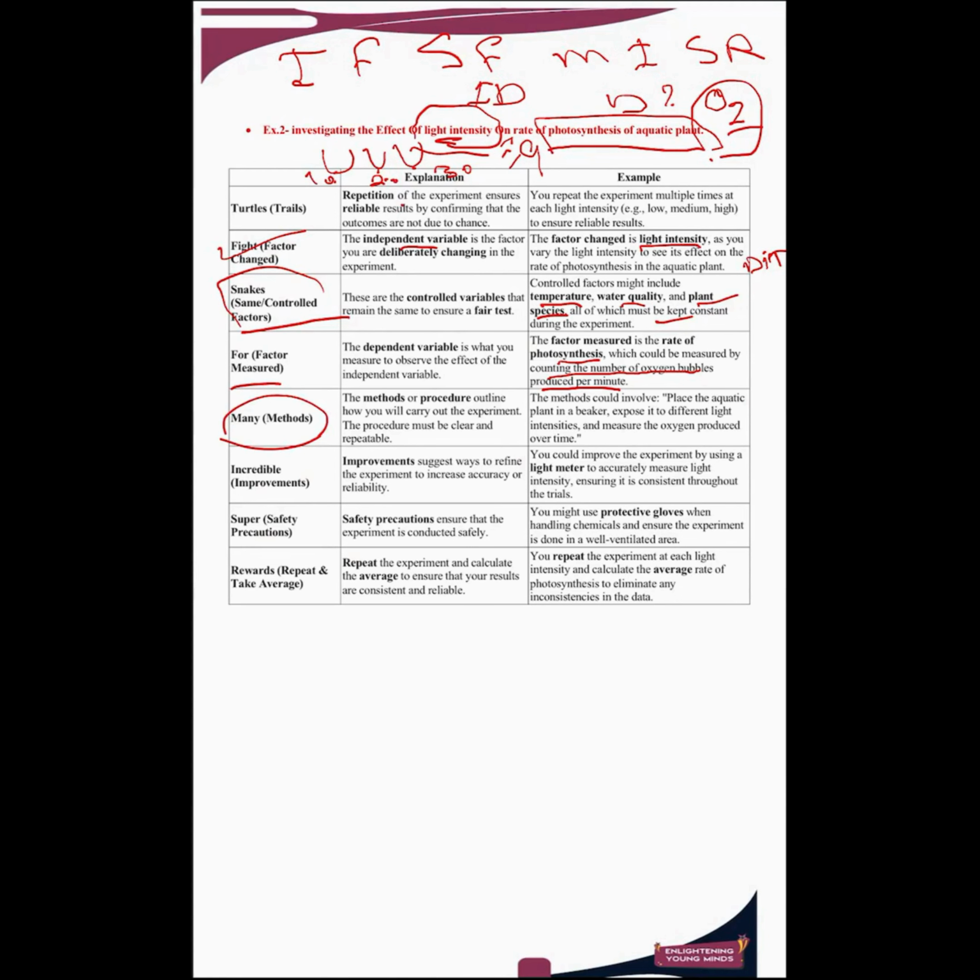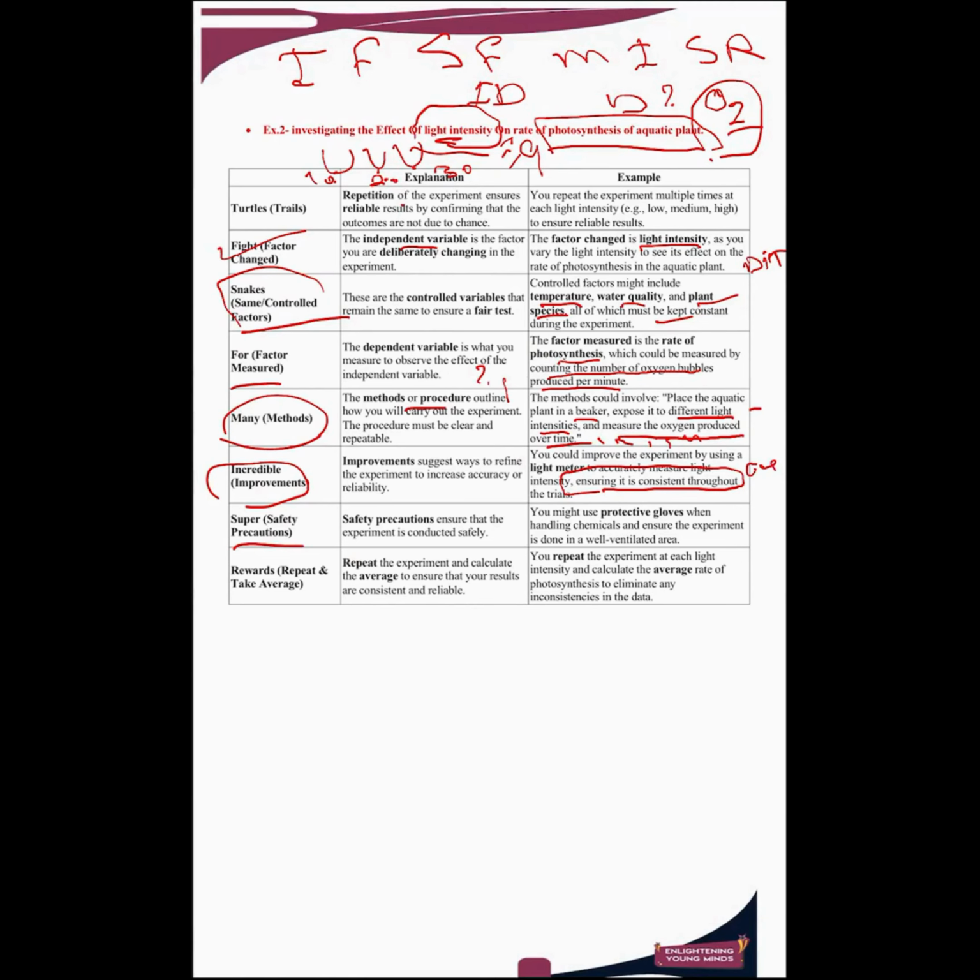Next, method. The method means what? How you are going to measure the dependent variable. Place the aquatic plant in a beaker, give it different light intensities by distance, and measure the oxygen produced over time, every 1 minute, 2 minutes, 3 minutes, 4 minutes. How to improve this? For example, counting the number of bubbles is not accurate. You should use a gas syringe, and we will explain how to improve things.